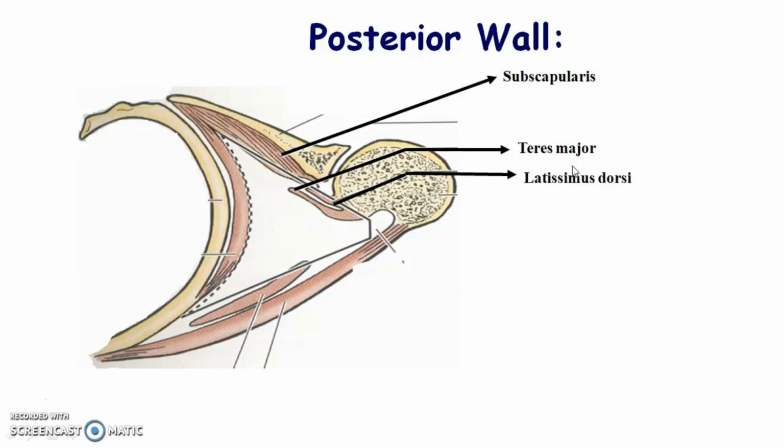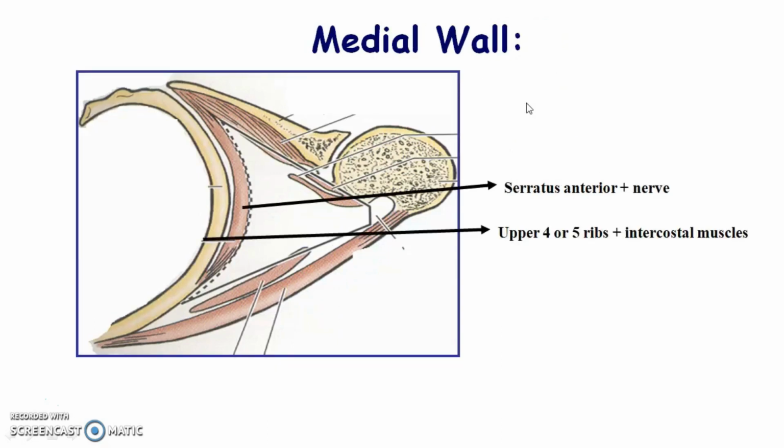Now we will move on to the next boundary, that is the medial wall. In this picture I think you can orient: this is the lateral aspect and this is the medial aspect, the anterior wall, the posterior wall.